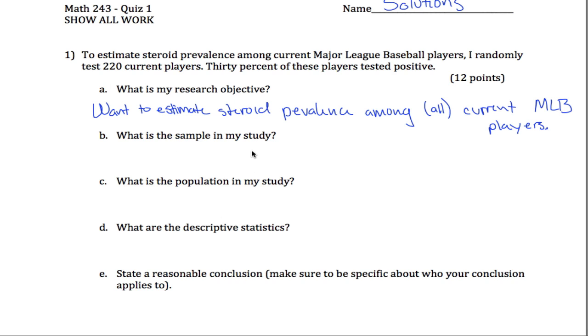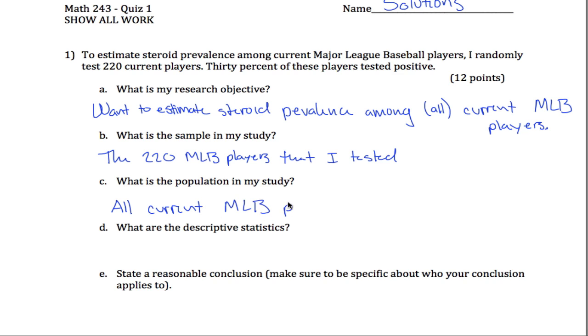What is the sample in my study? The sample are the players that you actually test. So not all the players, but just these 220. So the 220 MLB players that I tested. That subset of the population is the sample. What is the population? That's going to be all current MLB players. So important to differentiate between the sample and the population. Population is what we want to know about. The sample is what we actually know about.